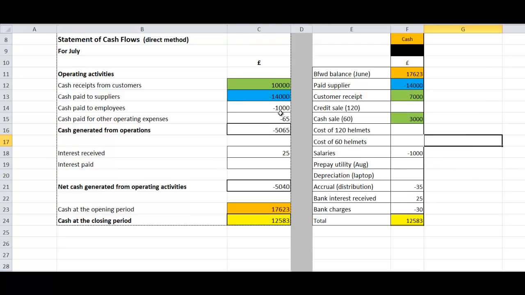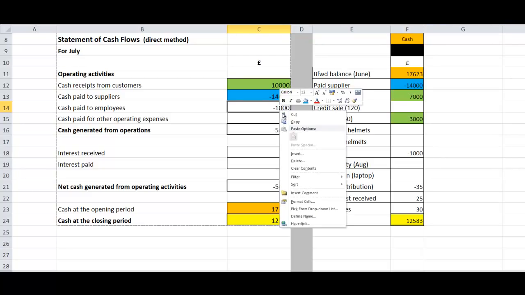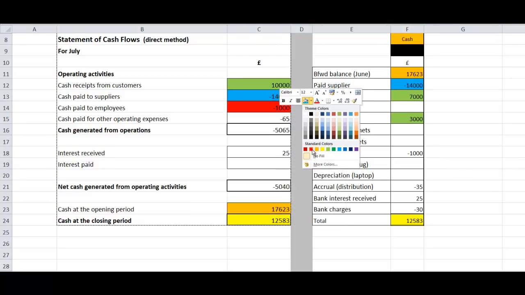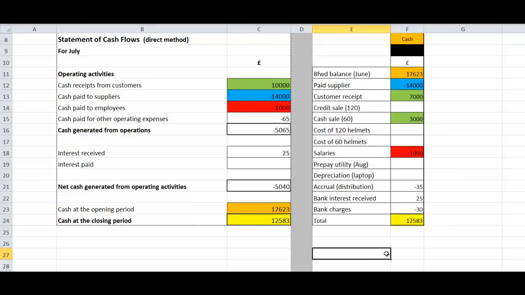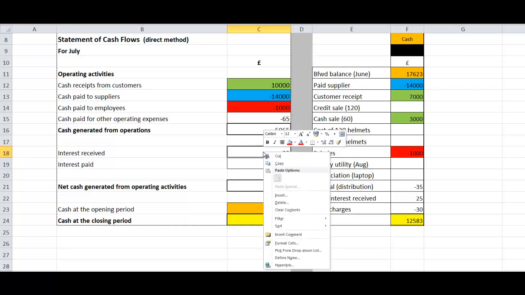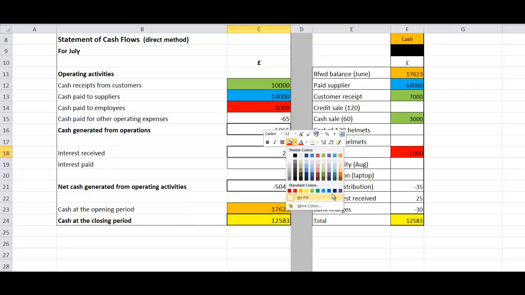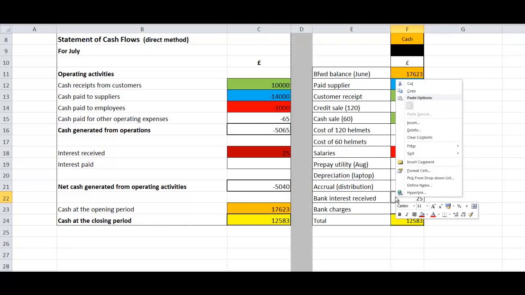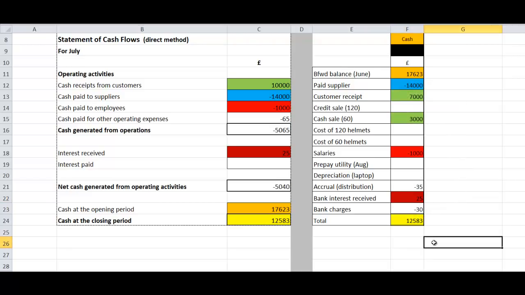And then finally we have our last few transactions. We have our payments to our employees of £1,000, which leaves us with both the bank interest received of £25, which we'll highlight here, of £25, which leaves us with two items for both the distribution costs of 35 and the bank charges of 30, and that's how we get the £65. Then we have a subtotal of 5065, so we've negative 5065 in the month, and we reduce that, actually just reduces slightly by £25 to give us 5040 in the month for July.